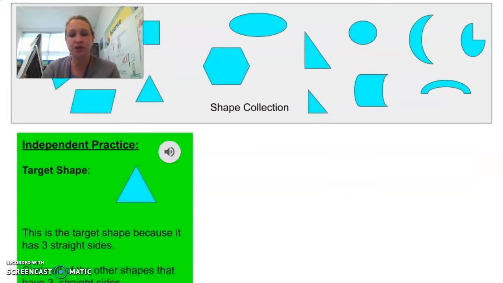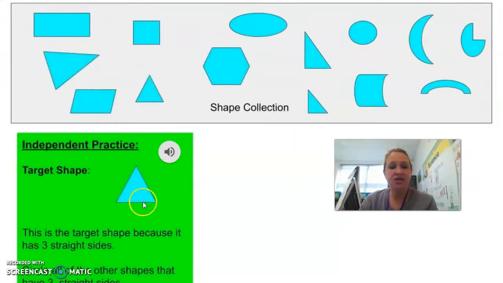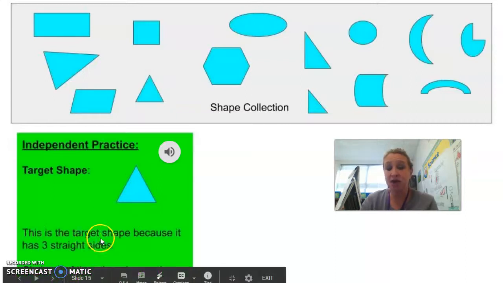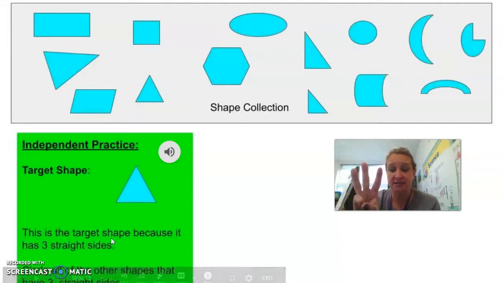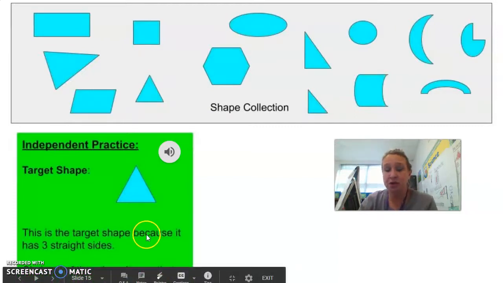This is one you're going to do by yourself. And this is your target shape right here. You're going to need to look for other shapes that look like this target shape, because this target shape has 3 straight sides. So you are going to circle all the other shapes that have 3 straight sides. Okay? When you're finished, you are going to save it and turn it into your teacher.